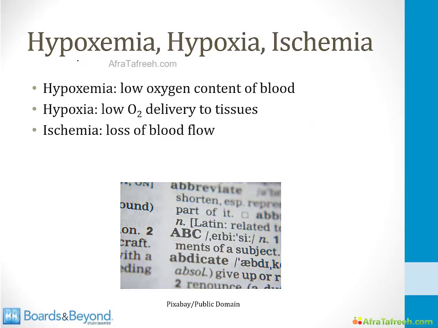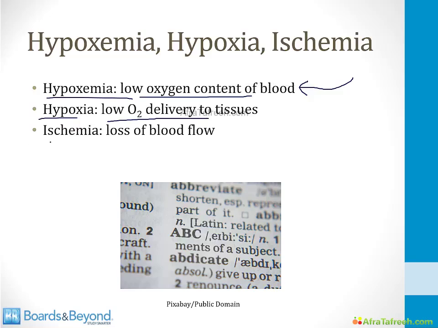Let me go through a little vocabulary. When we say a patient has hypoxemia, we mean there is a low oxygen content of the blood. This usually means someone who has either a low PaO2 or a low hemoglobin saturation percent. When we say hypoxia is occurring, that means there's low oxygen delivery to tissues. And we'll talk in a minute, but you can have hypoxia without hypoxemia in certain scenarios.